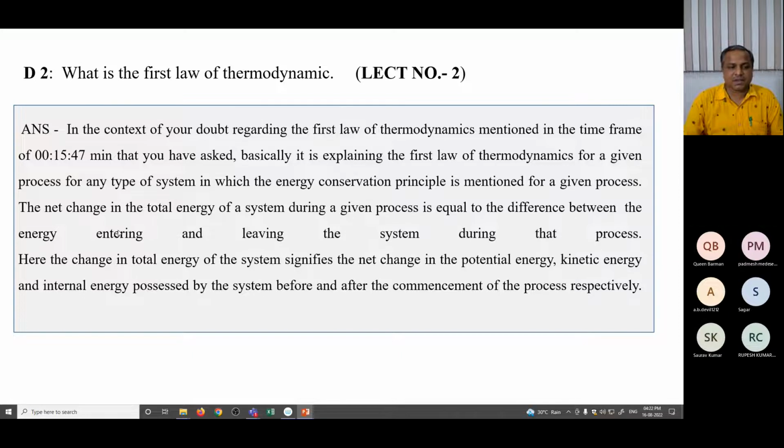the difference between the energy entering and leaving during that process. Here the change in total energy signifies the net change in the potential energy, kinetic energy and internal energy of the system before and after the process. In any basic thermodynamics book, you can find many more details of this law.